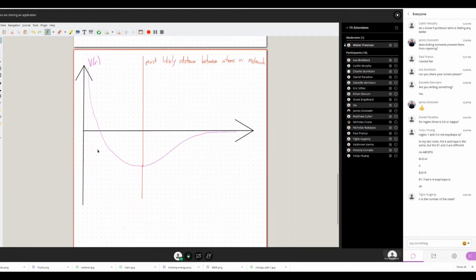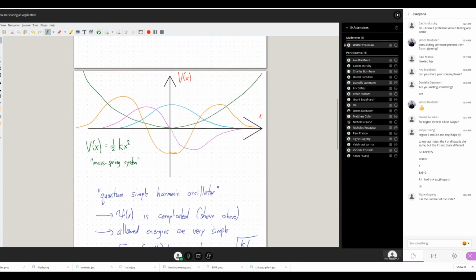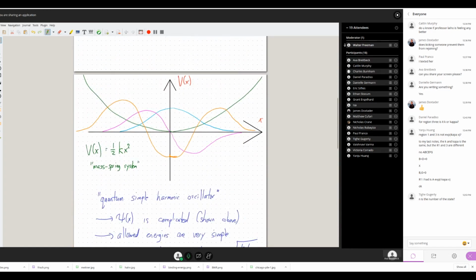But you might say, well, gee, the region surrounding this equilibrium distance looks an awful lot like this, right? So this is V of x, and all of those colors are the various stationary states. Let me label that.